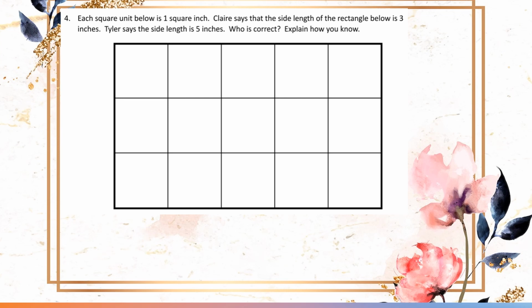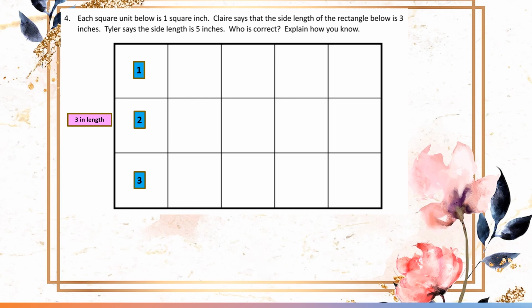Well, let's start by looking at the length, or the long side, right? By counting the squares straight down, right? Let's see how many we have. 1, 2, 3. So this side is 3 inches, like Claire says. The length is 3 inches, okay?